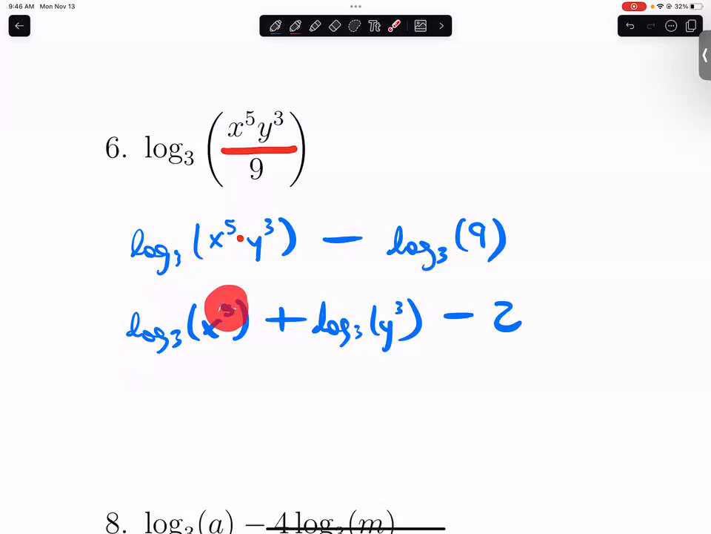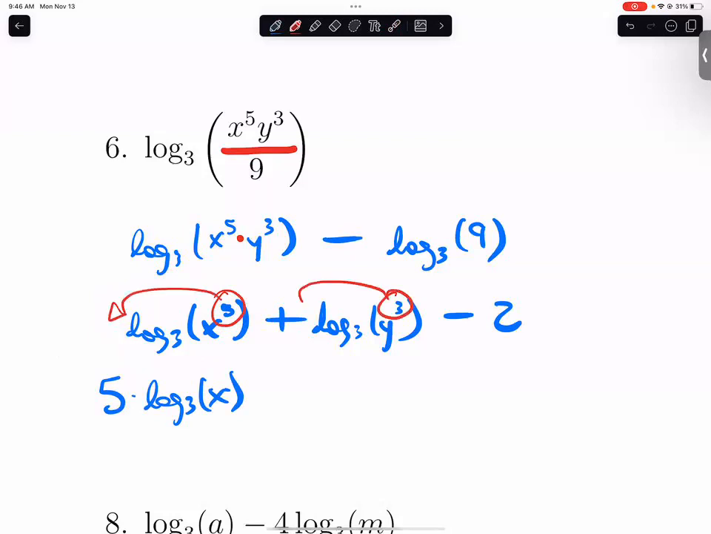So what else can we do? 5 log. Yeah. Bring that 5 down. It's 5 times the log of x with base 3 still. Power rule though. Bring those down. Plus 3 times the log of y minus 2. Now again, without knowing anything about what x or y are, that's as far as we can take that. But there's no multiplication, there's no division, there's no exponents left inside the arguments of these logarithms. Okay?